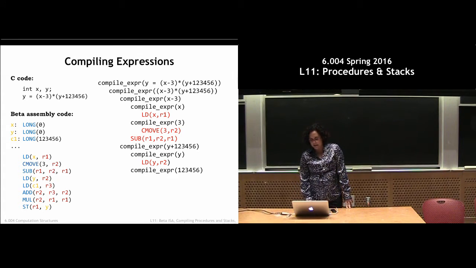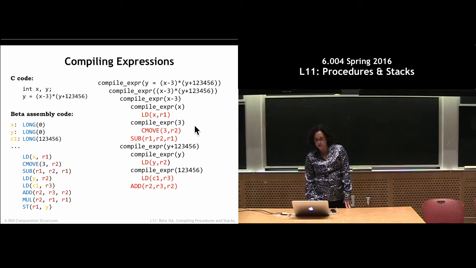We have this long constant, and because it needs more than 16 bits to represent, we're going to have to store that constant in memory somewhere. So we store it in a location we happen to call C1, and now that we have that location, we can load the contents of location C1 into yet another register. Now we can add R2 and R3 together to produce this y plus 123456. And now we're ready to do the multiply of the result from the subtract and this add. So now we have our result of the entire expression here in R1. The last thing we want to do is store that final result into y.